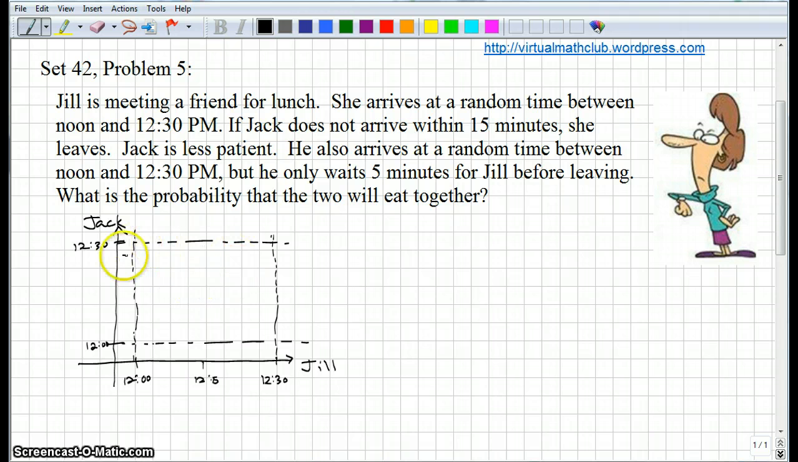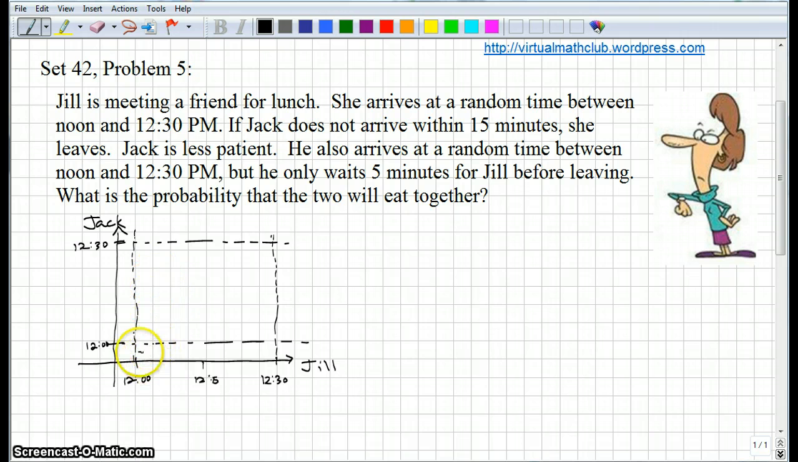Okay, so this rectangle represents all of the possible combinations of arrival times between Jack and Jill, but only a few of those combinations will result in them actually meeting up. So let's take a look at the possibilities of them meeting.